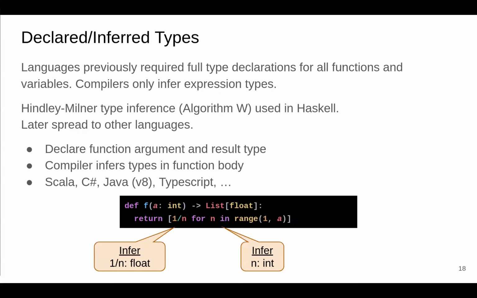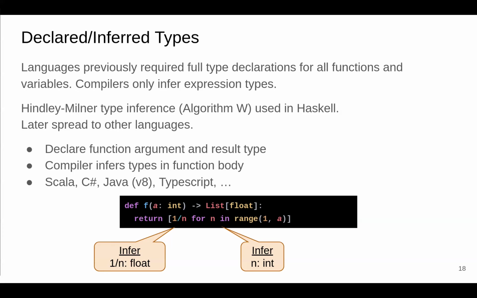Declared versus inferred types. Until a couple of years ago, most programming languages required full type declarations. So for each function and each variable you define, you need to tell the compiler or the runtime system what type it is. This is an integer, this is a float, this is a string, this is an array, and so on. Compilers only infer the expression types, and they use the variable types as a baseline to translate to the expression types.